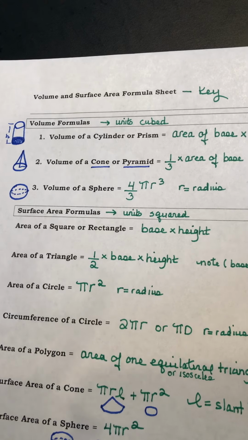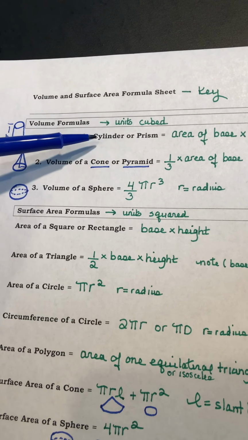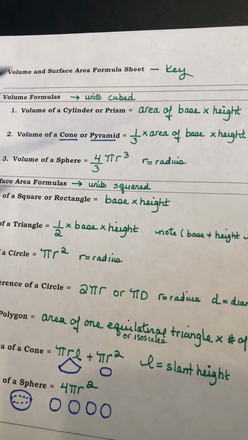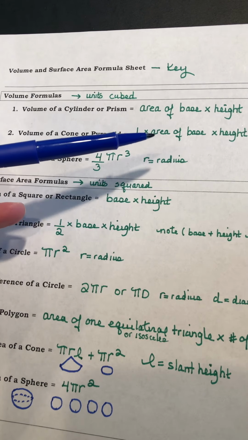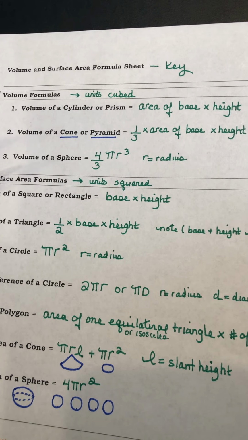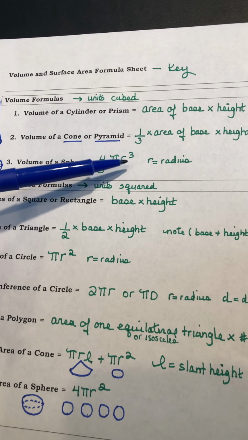So when you do any of these calculations, you're gonna say, hey, wait a minute, do I have a cylinder or a prism? If so, I use the top formula. Do I have a cone or pyramid? If so, I use basically the same formula, except times 1/3. Or is it a sphere, right? Is it a basketball or a baseball or some kind of ball? In which case I use 4/3 pi r cubed.